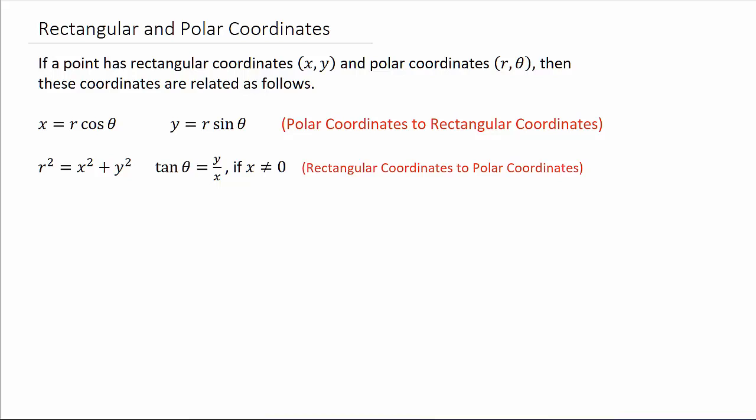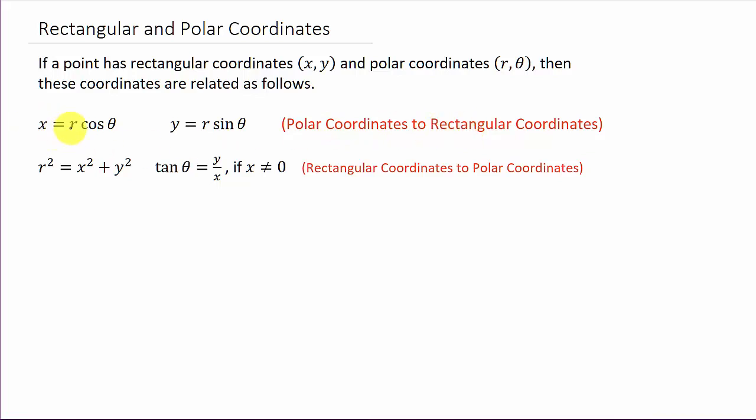Alright, so in this video we're going to look at changing polar coordinates to rectangular coordinates. So here it says if a point has rectangular coordinates x, y, and polar coordinates r, theta, then these coordinates are related as follows. So this one tells us how to go from polar to rectangular coordinates.